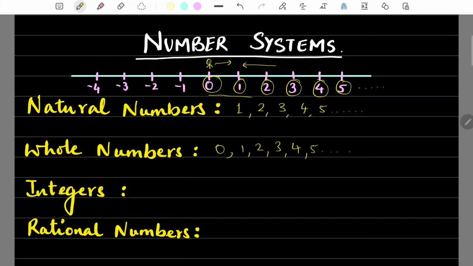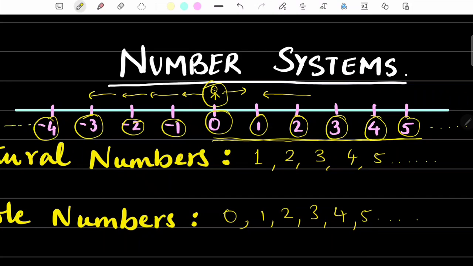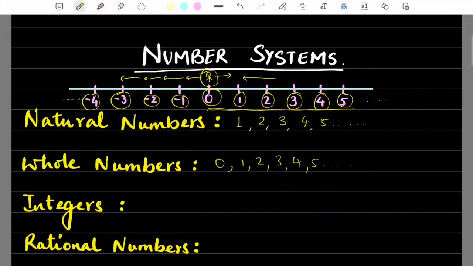Then I have collected the numbers from my right side. I'm standing here again. Now let's go to the other side and see what I find. I started going to the other side, and I found some negative numbers. So I started collecting those: -1, -2, -3, -4, and I put them in the same bag.